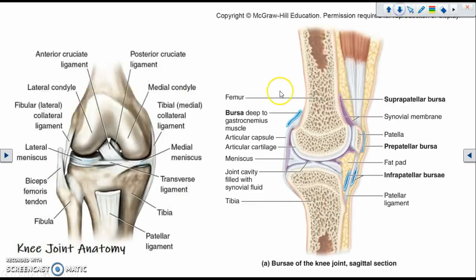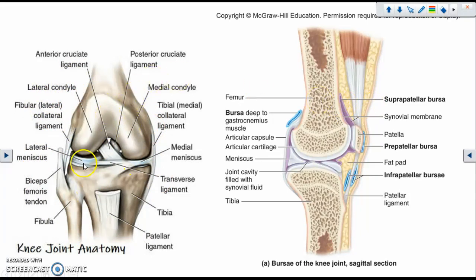This is an example of a synovial joint. This is your knee joint, and if you look at your knee joint, again, this is an articulation. It's a synovial joint, which is also a diarthrotic joint. As you can see, there are a lot of ligaments that surround this joint, and it makes this joint stable by having multiple ligaments.